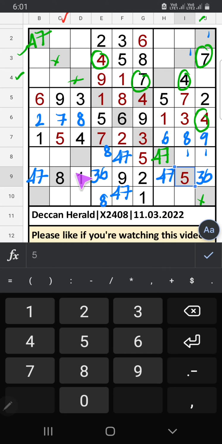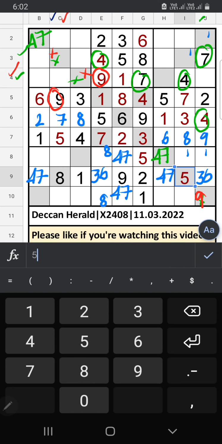Column C, we have 8 and 9. So 8 and 9 can't come. Sorry. Column C and 4th row, we have 9. So 9 can't come in these cells. The 9 is confirmed here.